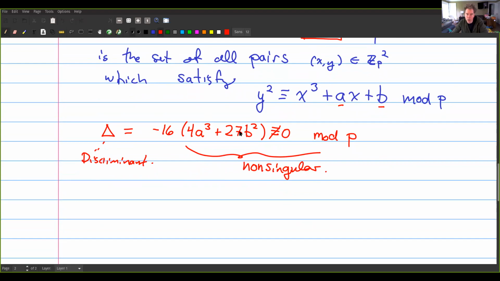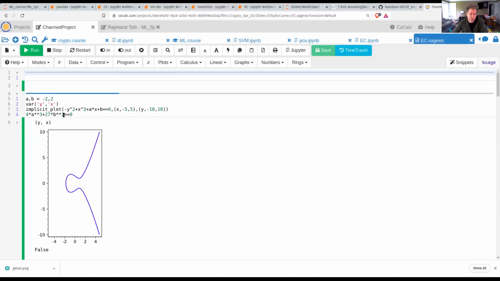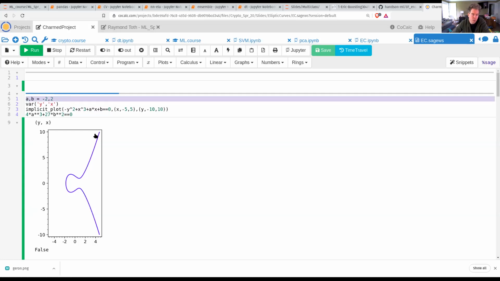I'll come over to, too many windows are open here. Oh, right there. Okay. All right. So here I'm just using Sage to plot an elliptic curve. Here I moved y over to one side of the equation, but that's basically the equation from the notes. And here we're using a equals -2 and b equals +2. And you get a curve that looks like this. Kind of looks like an old keyhole or something.